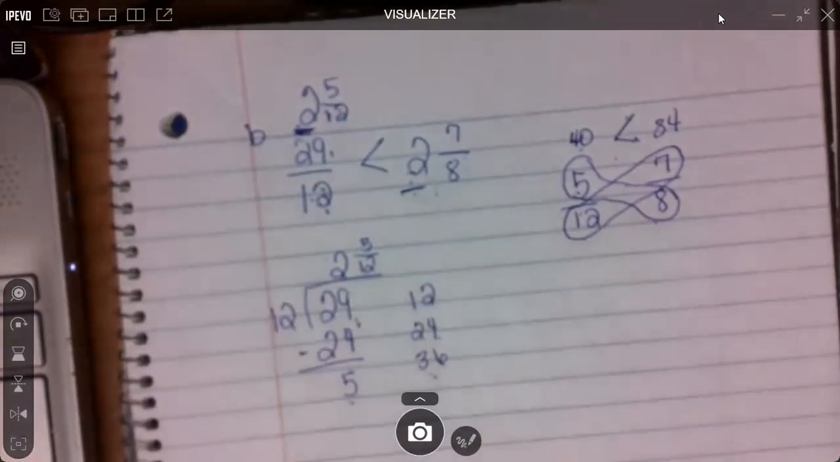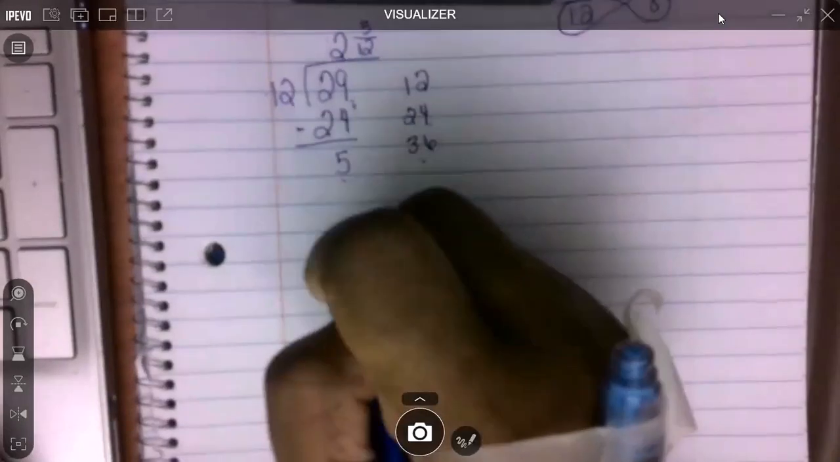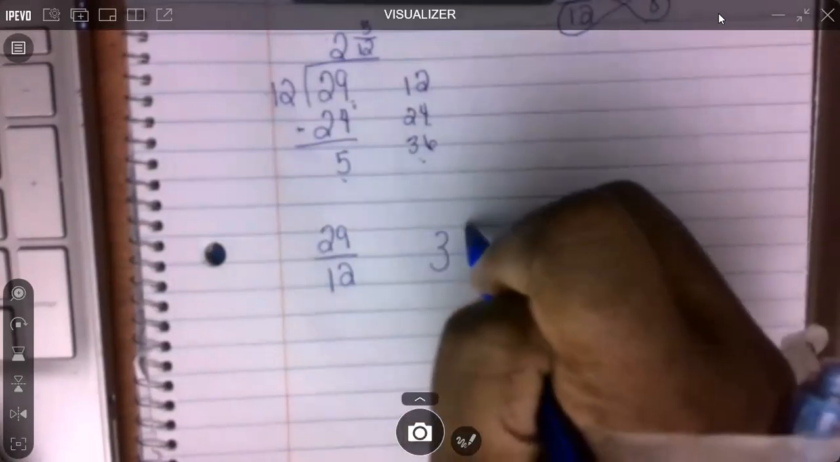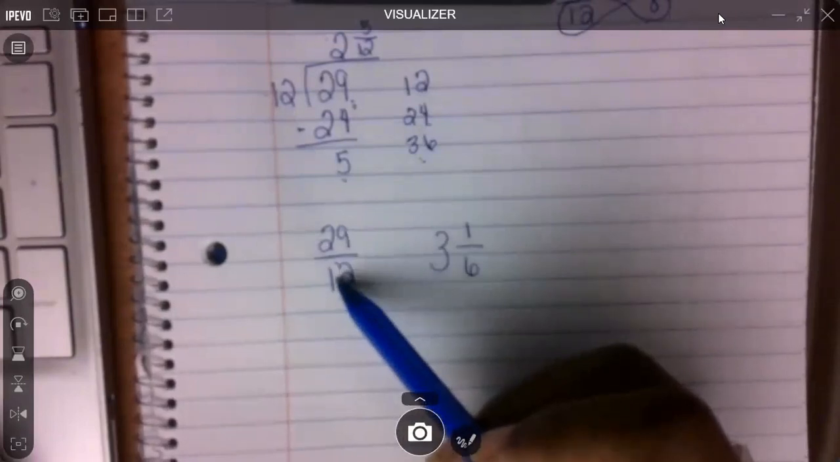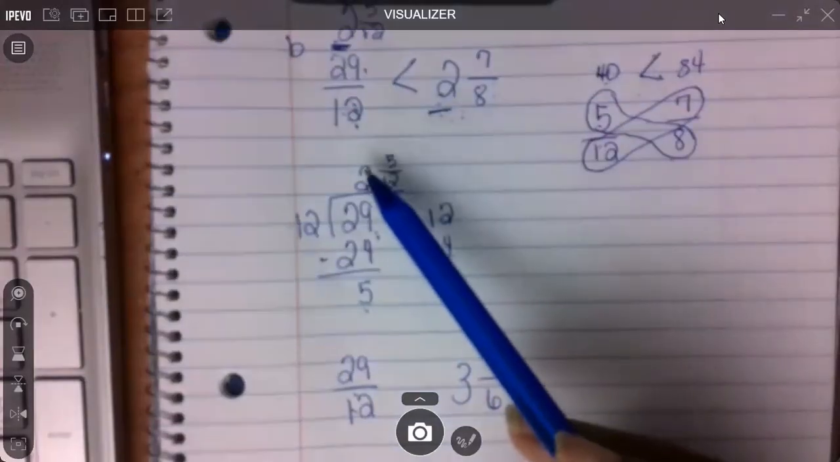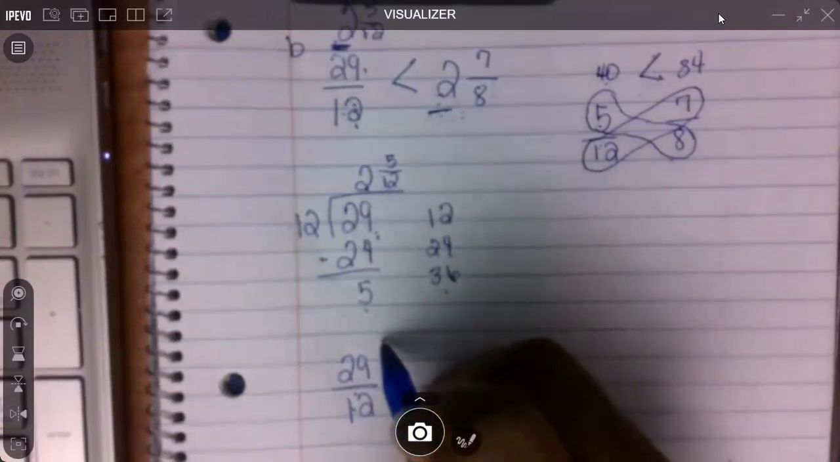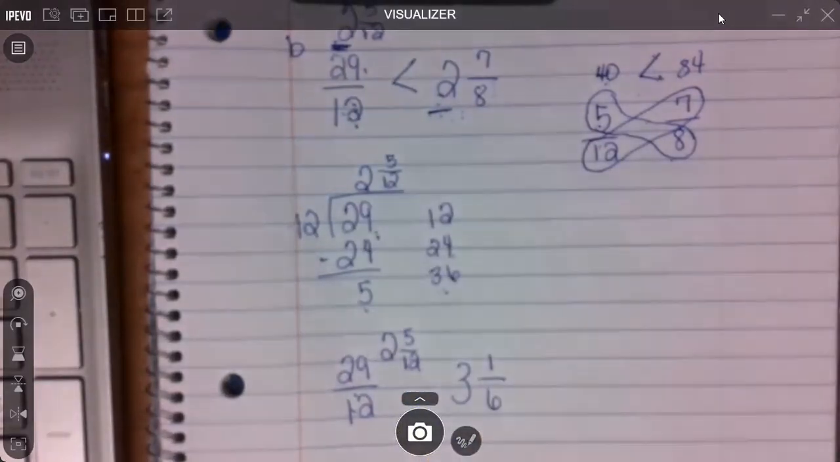So let's go to the second one of B. Now we're comparing 29 twelfths to 3 1/6. So we just changed 29 twelfths to a mixed number. We just did it up here. So we don't have to do that math again. So we know that 29 twelfths as a mixed number is 2 5 twelfths.